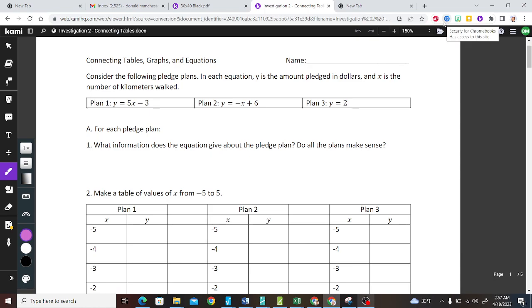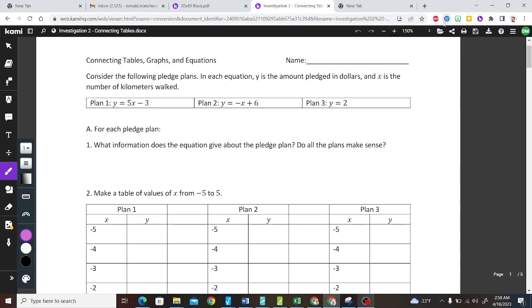Consider the following pledge plans. In each equation, y is the amount pledged in dollars, and x is the number of kilometers walked. So first plan is y equals 5x minus 3. Second plan is y equals negative x plus 6. Third plan is y equals 2.